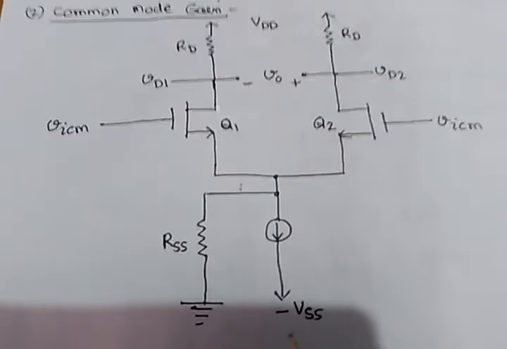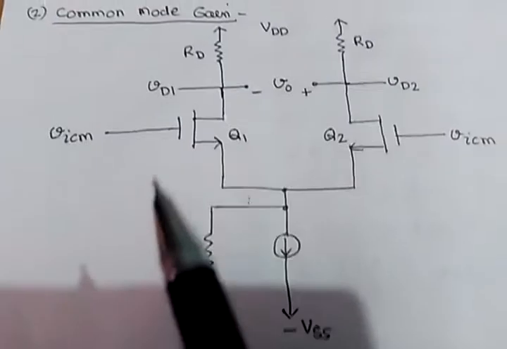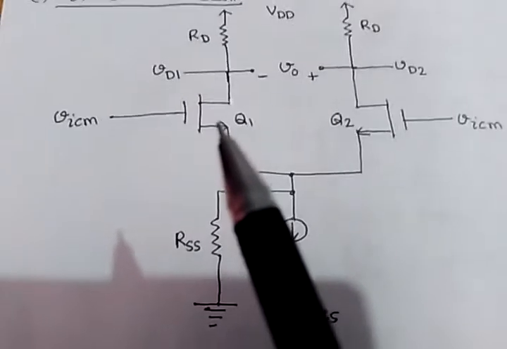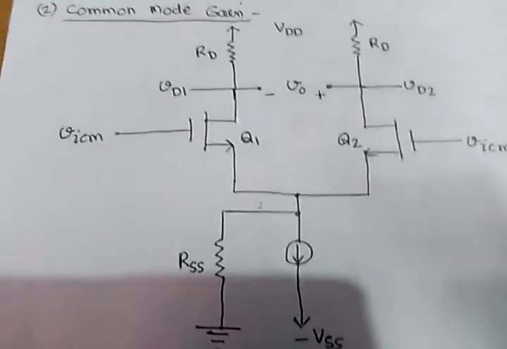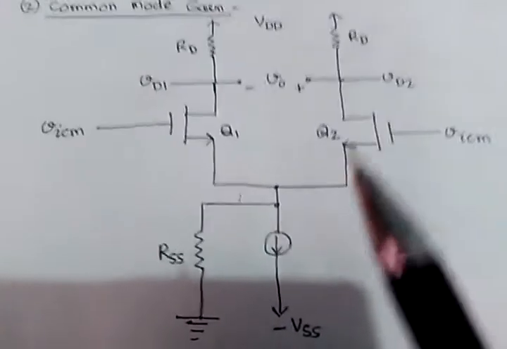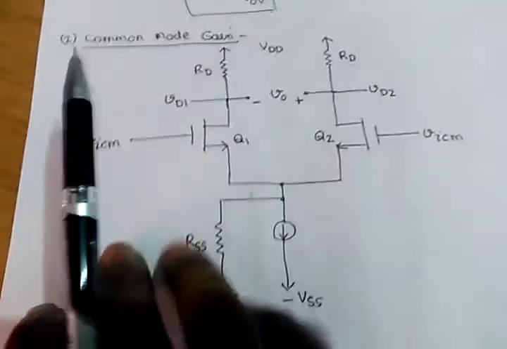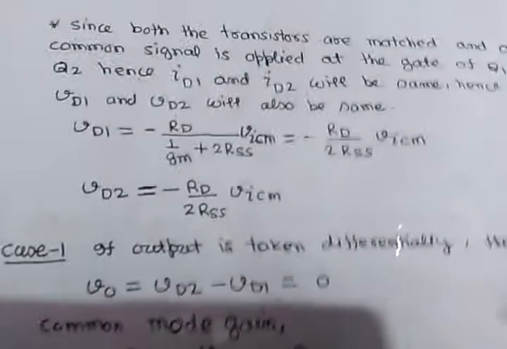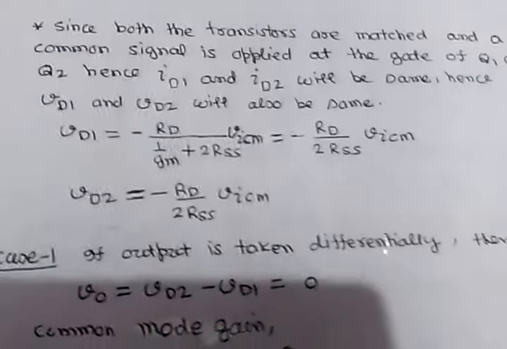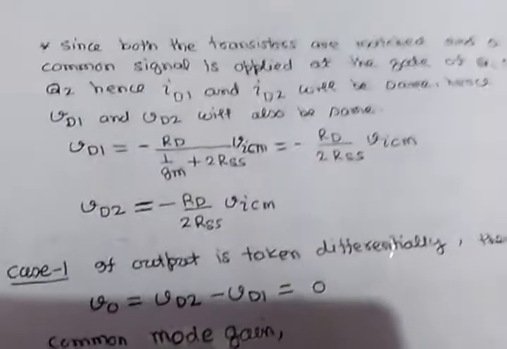Now see the circuit diagram. In this case, at the gate of Q1 and at the gate of Q2, we have applied the same signal, VICM, common mode signal. In this case, we have used the same signal at both the gates. Transistors are matched, so drain current of Q1 and Q2 will also be same. Due to this, drain voltage will also be same.